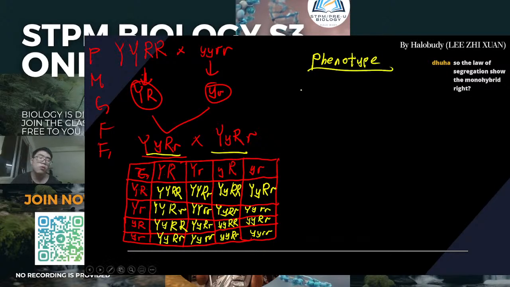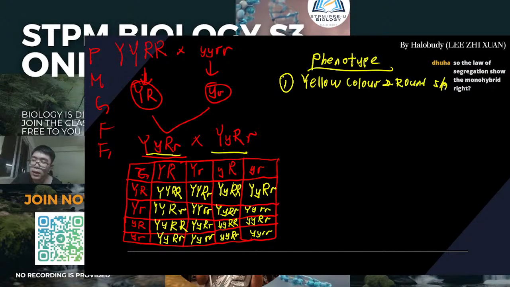Okay. So the first possibility we maybe can see is yellow color and round shape. Okay, we have to count. Yellow color and round shape means that it will show the dominant characteristic, both are dominant: yellow color and round shape.